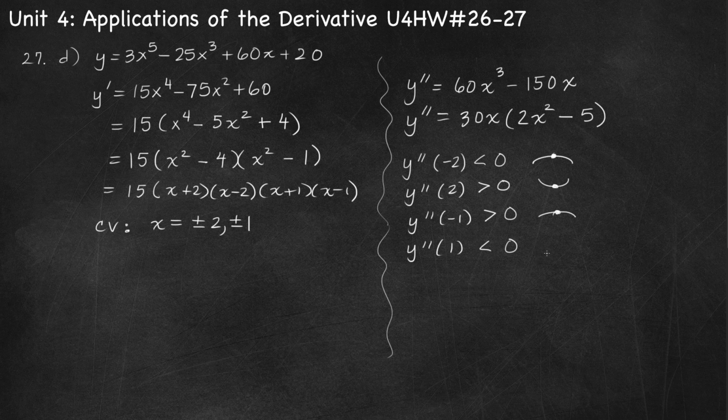So we have mins. Oh, I did that wrong. Negative, negative. There we go. Negative, negative. And then positive, positive, like so. So here we have a relative max, here we have a relative min, and a relative max. And we can justify that by saying y prime of each of these values equals 0, and then where the second derivative is negative, we have a relative max. Where the second derivative is positive, we have a relative min.